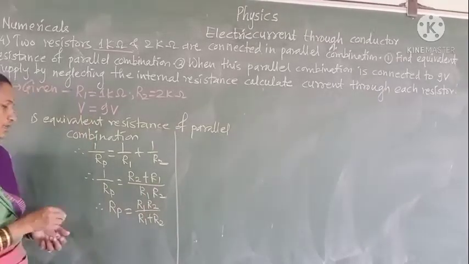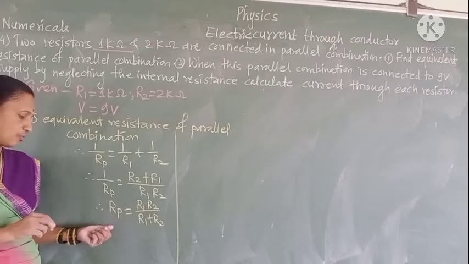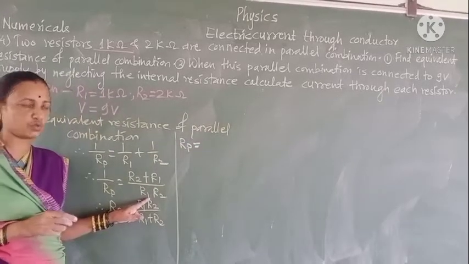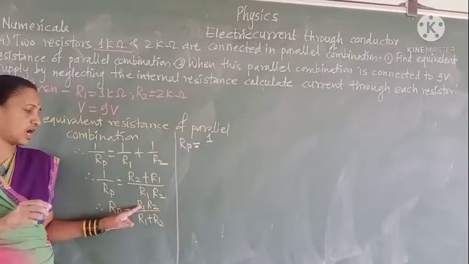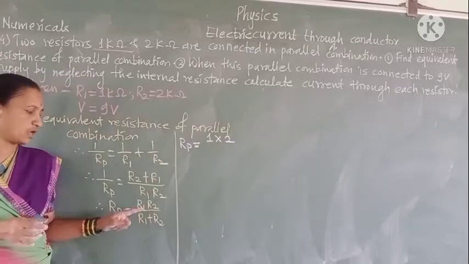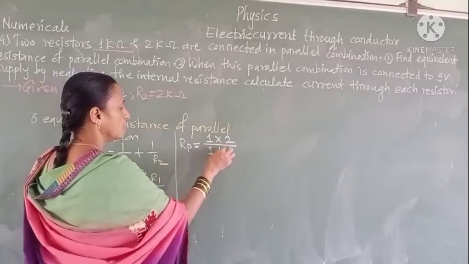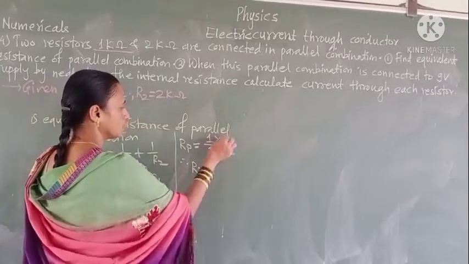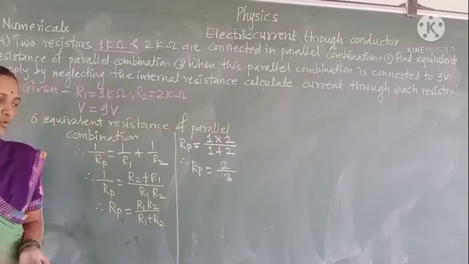So the formula for the equivalent resistance in parallel combination is Rp is equal to R1 into R2 upon R1 plus R2. Here R1 has the value 1 kilo ohm and R2 has the value 2 kilo ohm, and we substitute these values. So Rp is equal to 1 into 2 upon 1 plus 2, that is 2 upon 3.